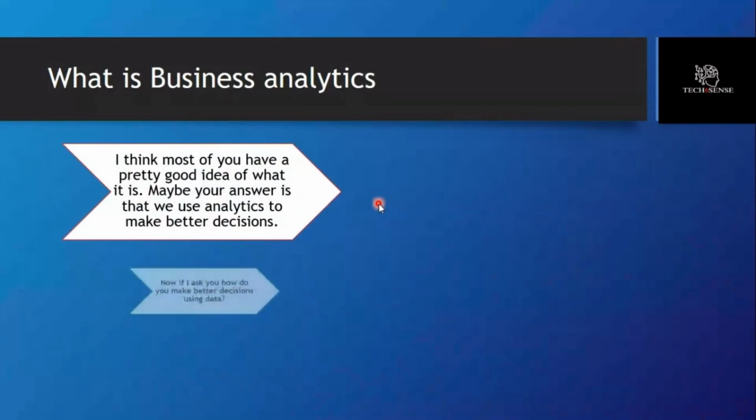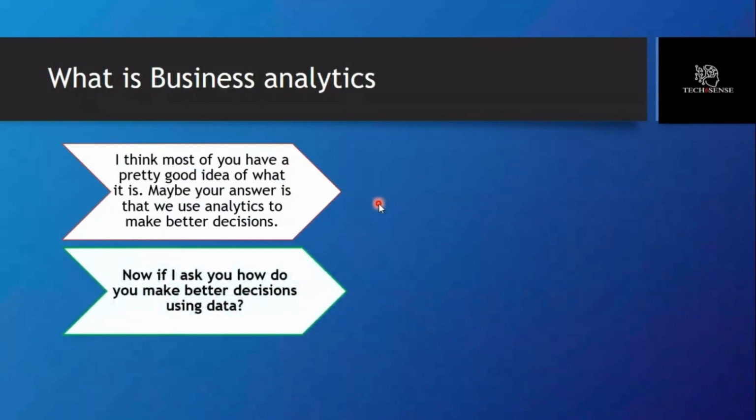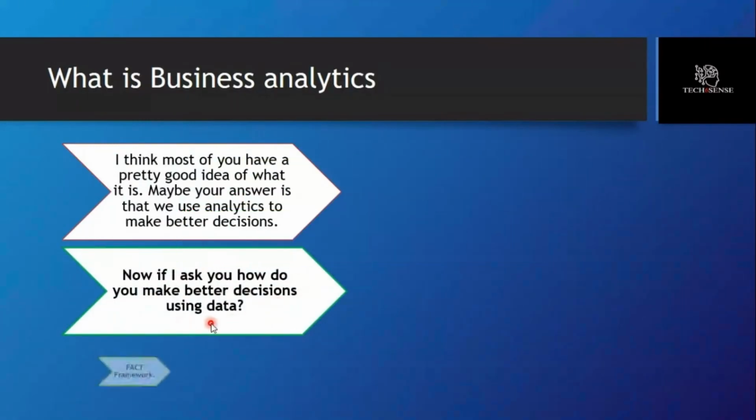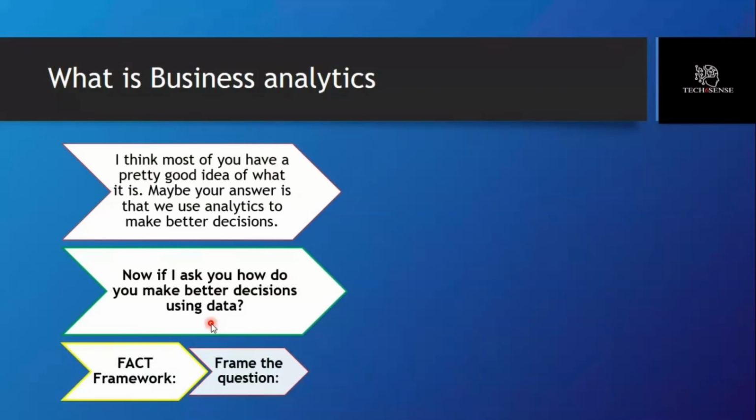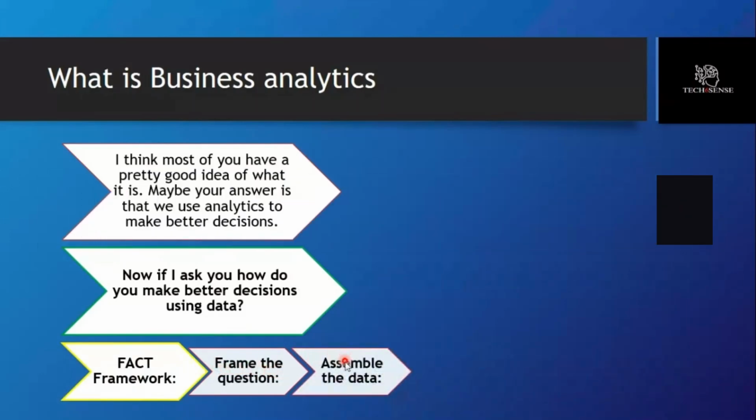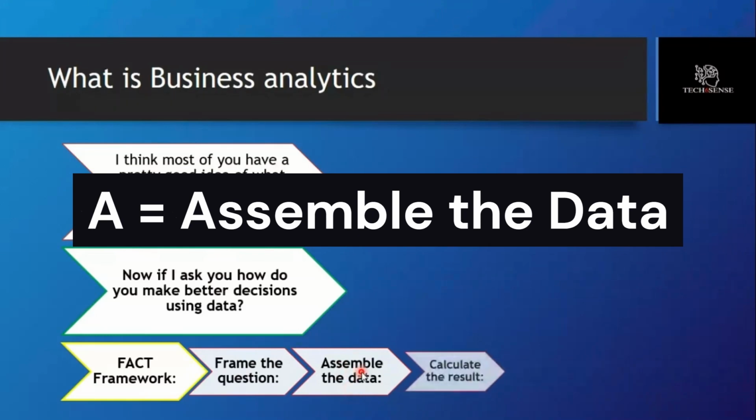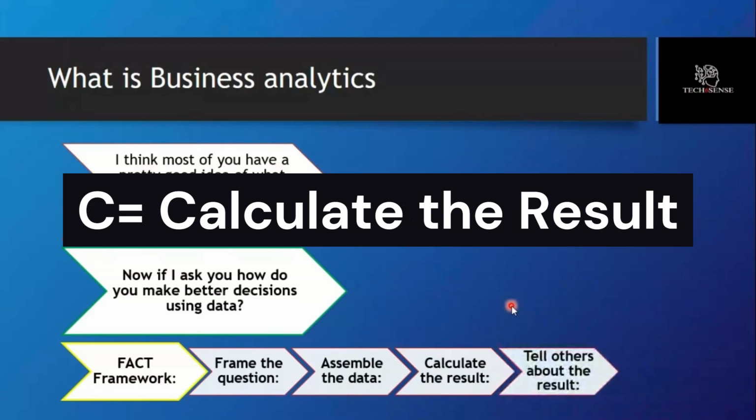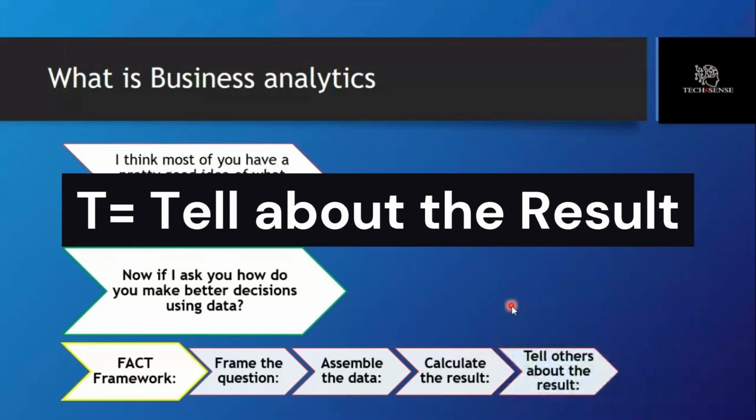Now, if I ask you, how do you make better decisions using your data? To answer this question, we have to understand the FACT framework. Here, F means frame the question. A means assemble the data. C means calculate the result. And the last one, T, means tell others about the result. Okay, this is the FACT framework.